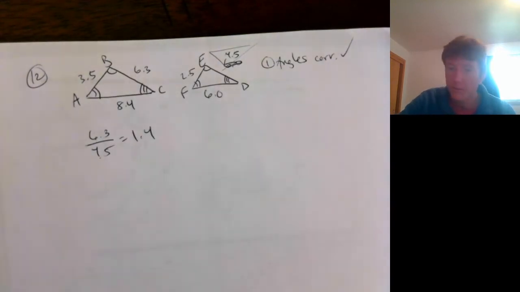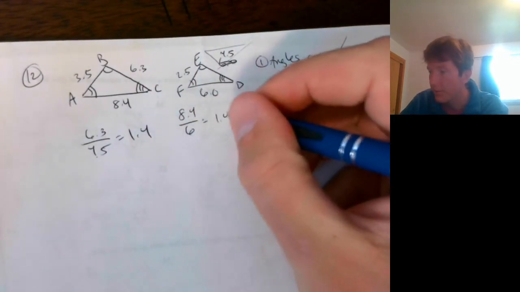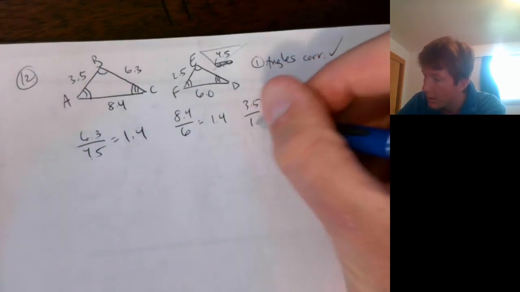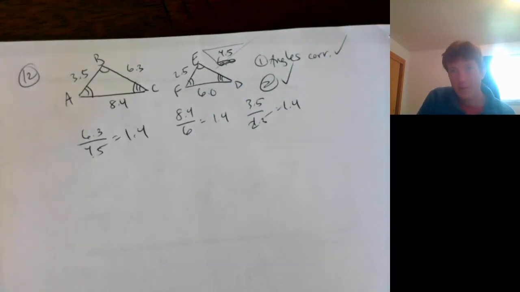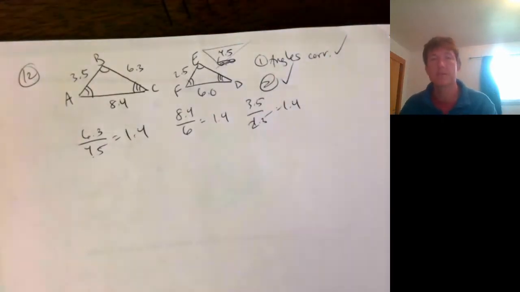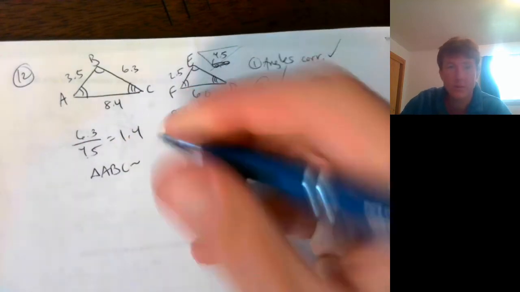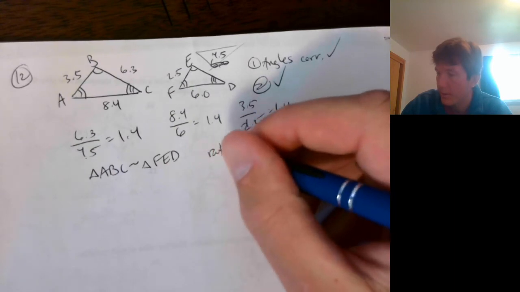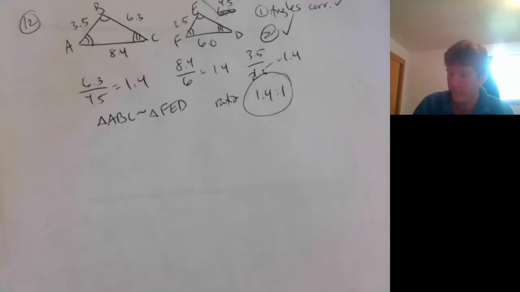Let's go 8.4 divided by 6. That's a ratio of 1.4. And then we'll do 3.5 divided by 2.5. That's a ratio of 1.4. Okay, so both qualifications check out. So they all have corresponding angles and corresponding sides. Therefore, triangle ABC is similar to triangle FED, and the ratio is going to be 1.4 to 1. It's a 1.4 to 1 ratio.